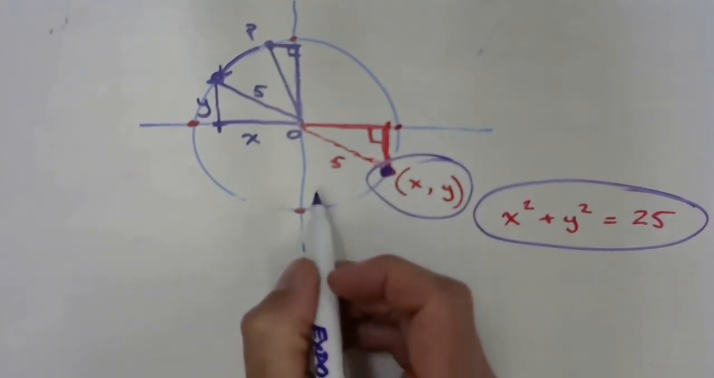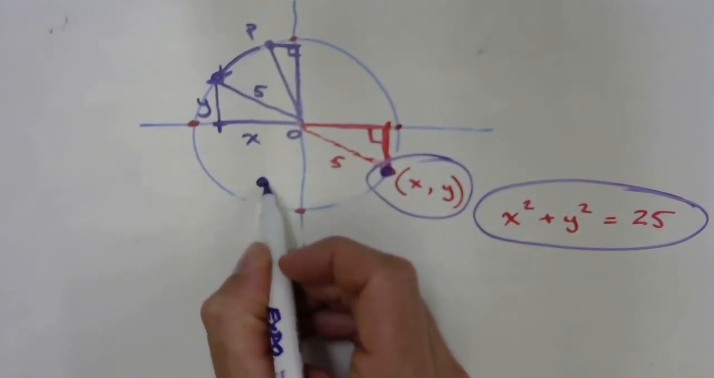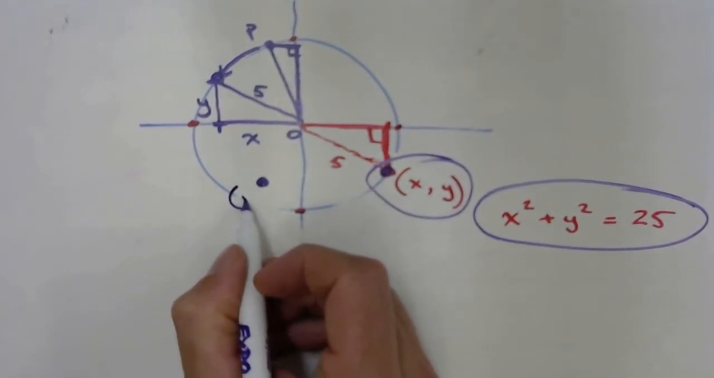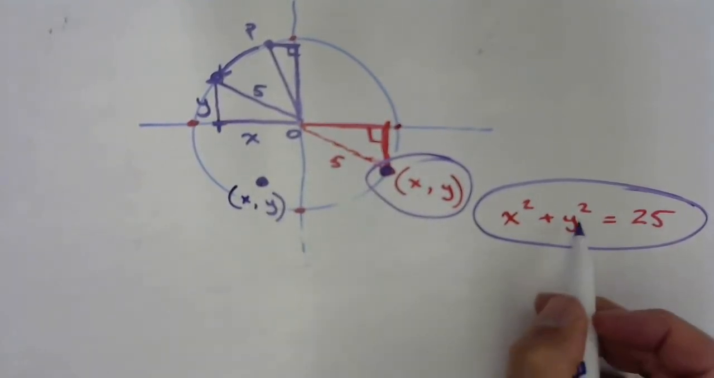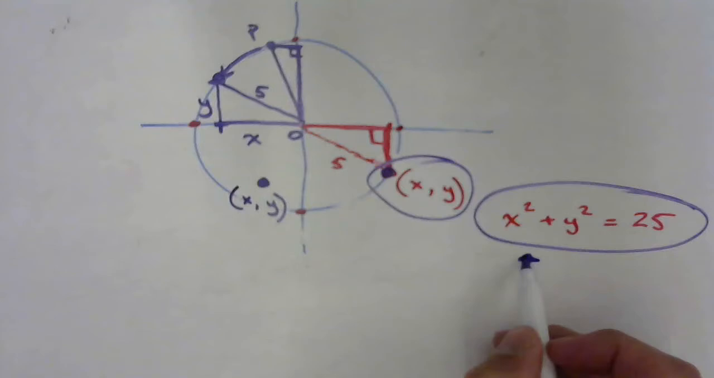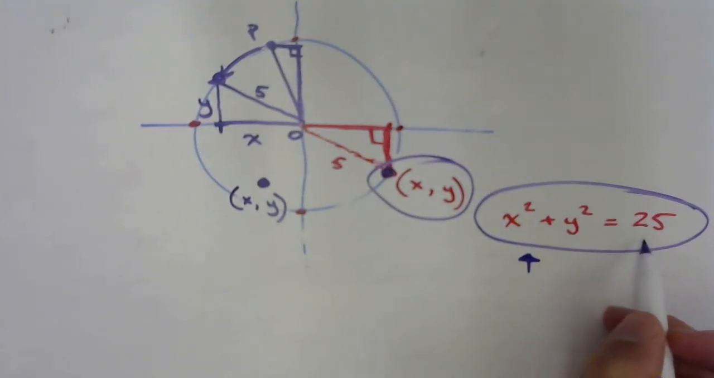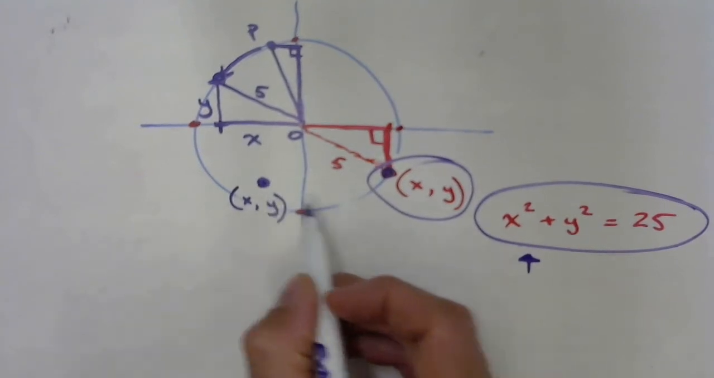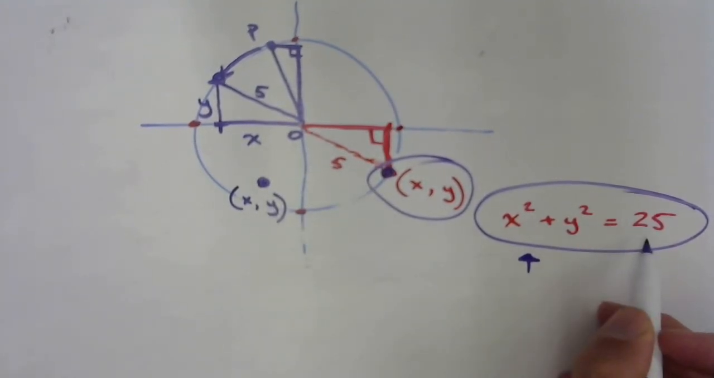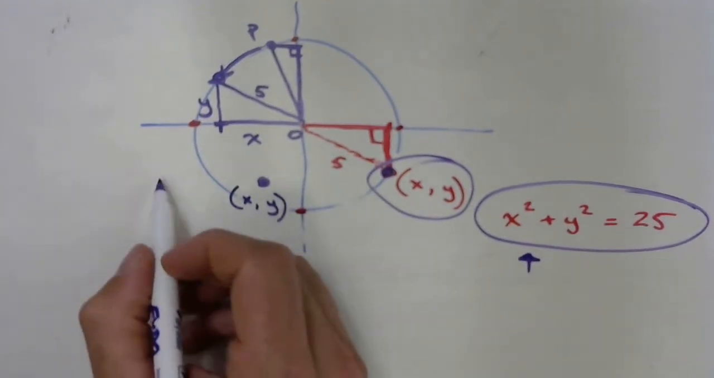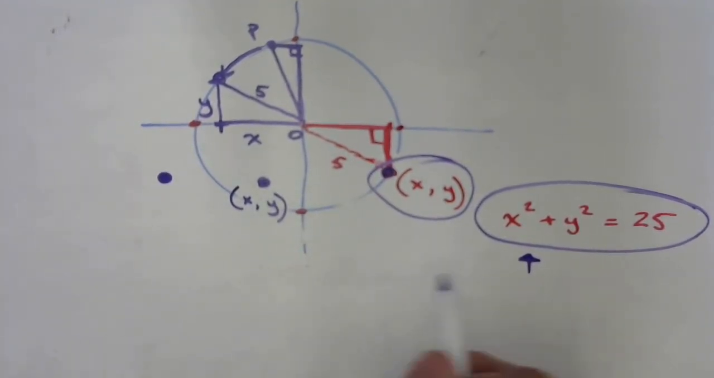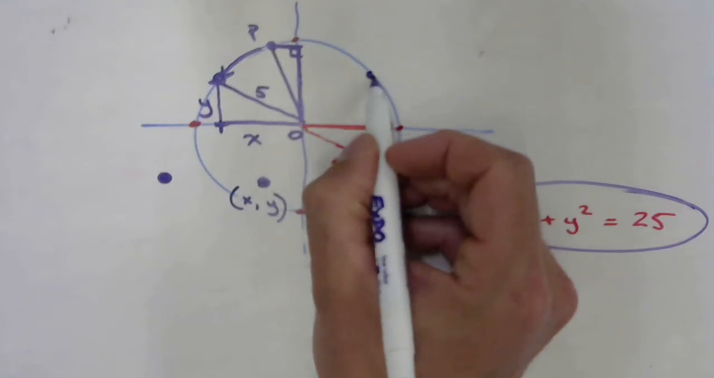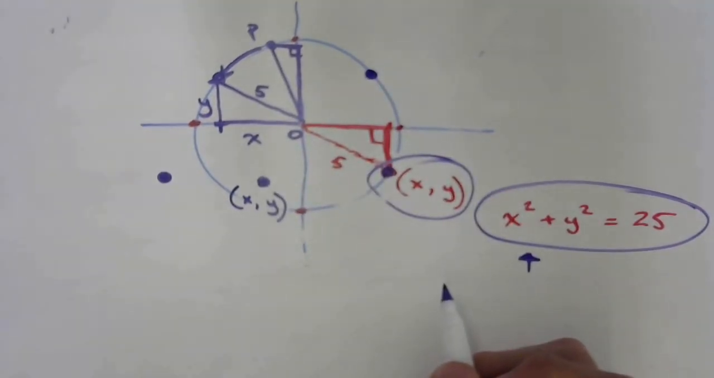Okay? If I take a point in here, and I take the x coordinate and the y coordinate, and I plug it into this side of the relationship, do you think I'm going to get the number 25? If I take this point right here, am I going to get 25 out? No. Is it going to be bigger or smaller? Smaller. What about if I take this point over here? Bigger. It's going to be bigger. What if I get this point right here? It's going to be 25.